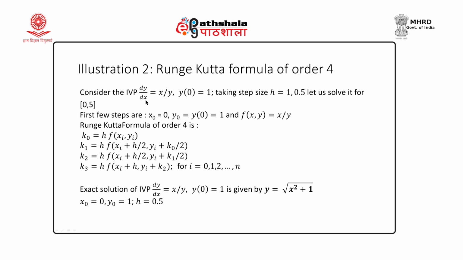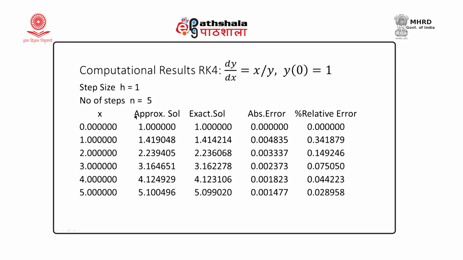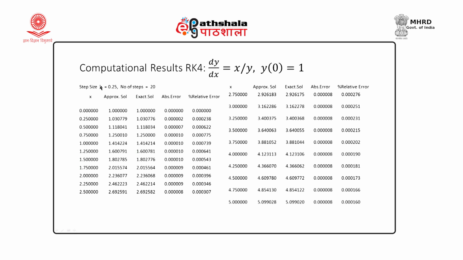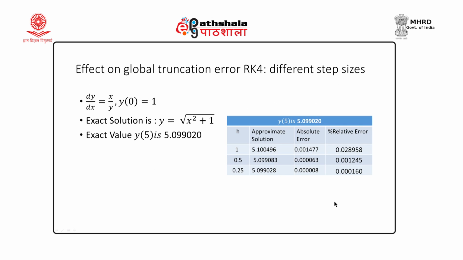Now, let us come to the second illustration, x by y, the same exercise repeated for this. Here H equal to 1, the absolute error is 0.001477, percent relative error is 0.028, and if we further reduce the step size, almost up to 4 decimal places the answer is correct, and if we reduce further, it is correct up to 5 decimal places, almost correct up to 6 decimal places.